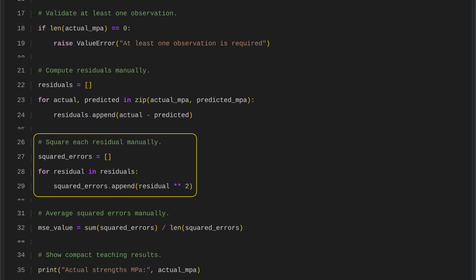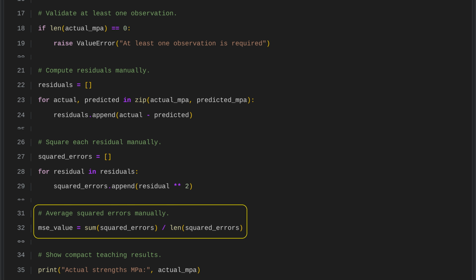To prepare for mean squared error, each residual is squared and stored in a list of squared errors. Squaring makes all errors positive and gives larger residuals more influence, helping measure how far the predictions are from the actual values. Mean squared error is found by adding all the squared differences between actual and predicted values, then dividing by the number of observations. It represents the average squared error, so a lower value means the predictions are closer to the actual results.